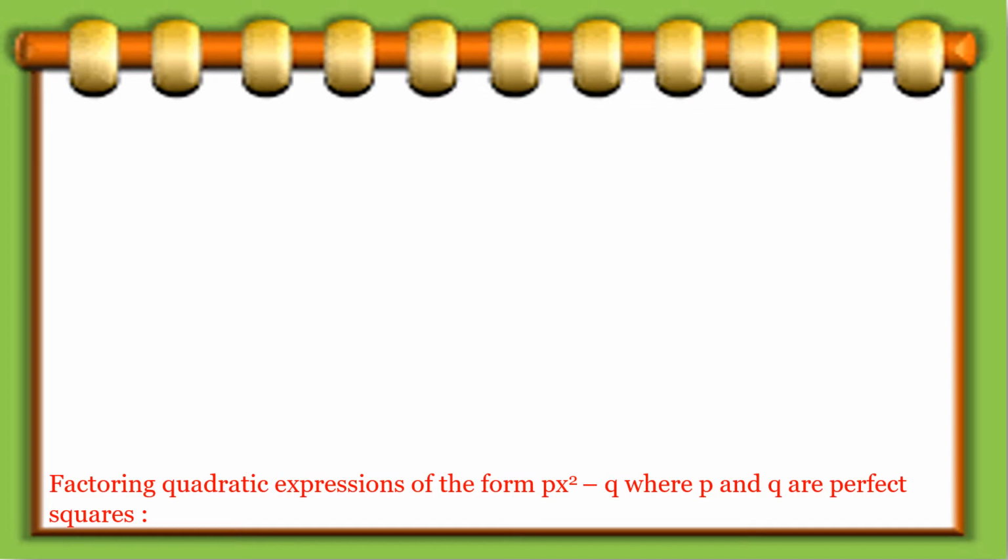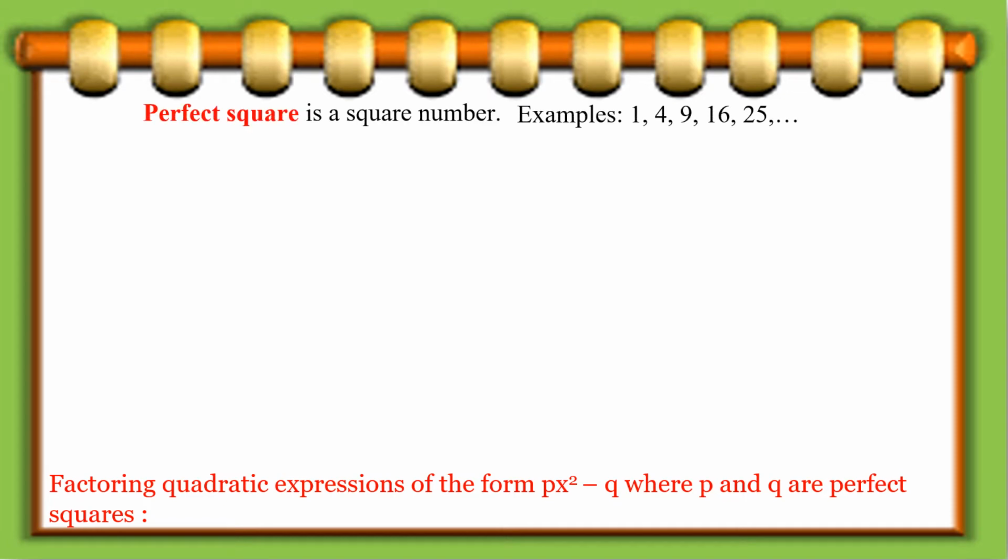Now let us factor quadratic expressions of the form px squared minus q, where p and q are perfect squares. What are perfect squares? So a perfect square is a square number. Examples for this one, we have 1, 4, 9, 16, and 25. So if we are going to have 9x squared minus 16, remember the format a squared minus b squared is equal to a plus b times a minus b.